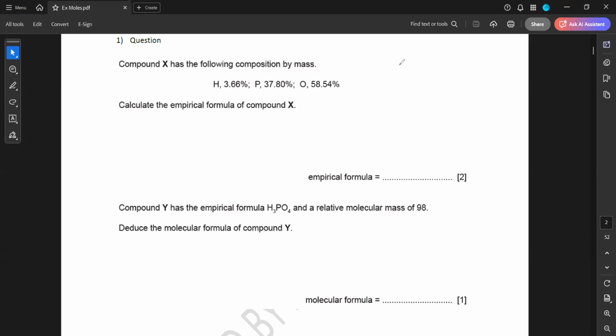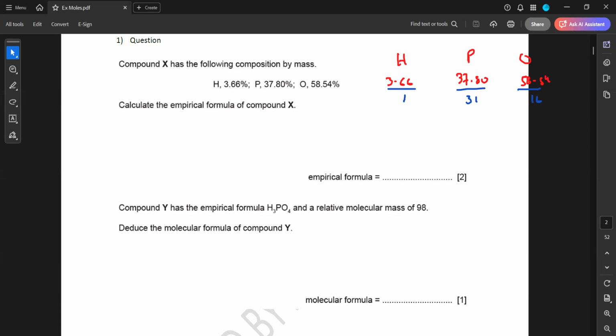If you want to work out the empirical formula, where we have hydrogen, phosphorus, and oxygen, there are three steps which we follow. Hydrogen is 3.66%, phosphorus is 37.80%, and oxygen is 58.54%. The first step is to divide by atomic mass. So we divide all of them by their atomic masses: hydrogen by 1, phosphorus by 31, and oxygen by 16.